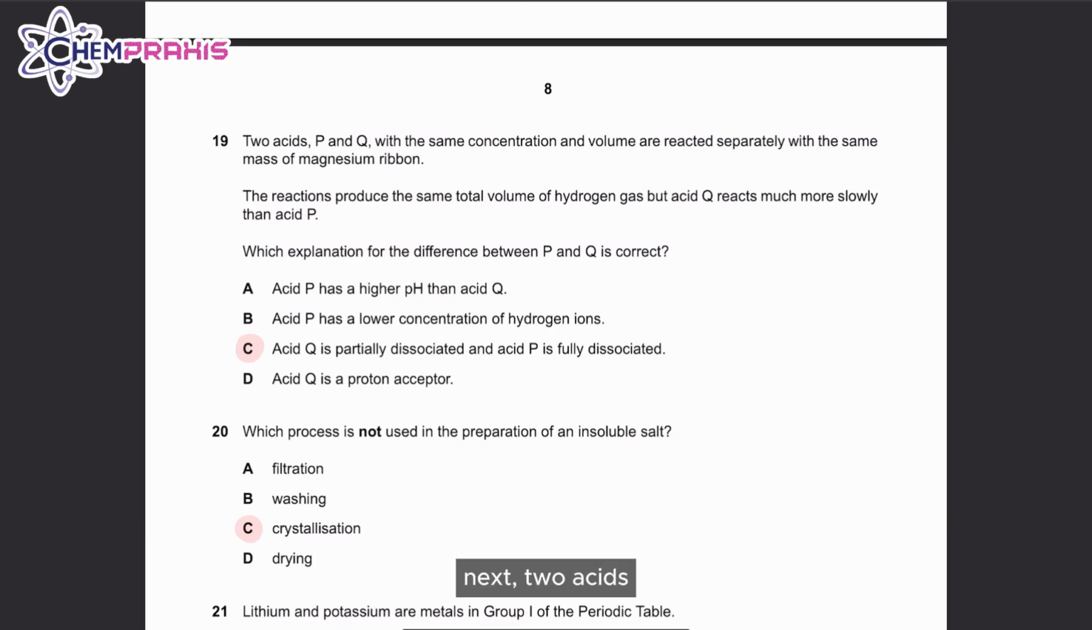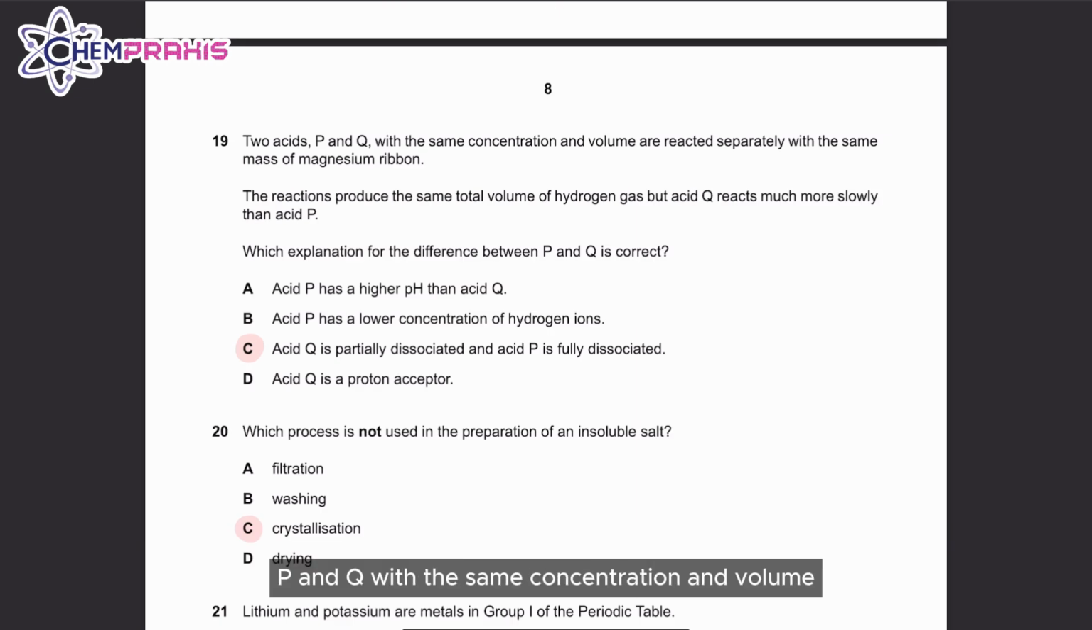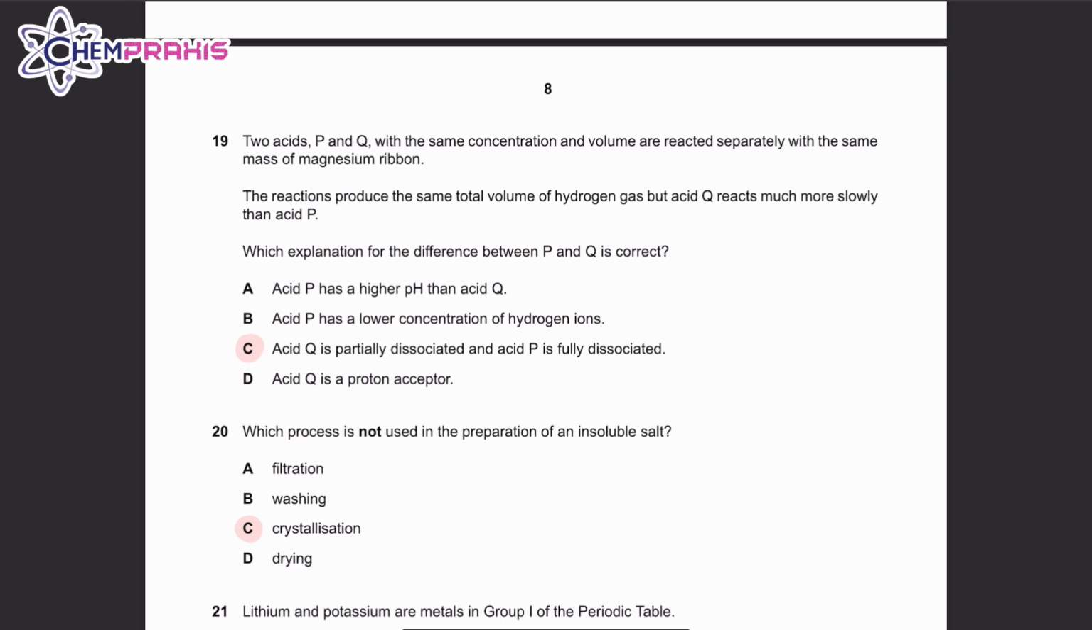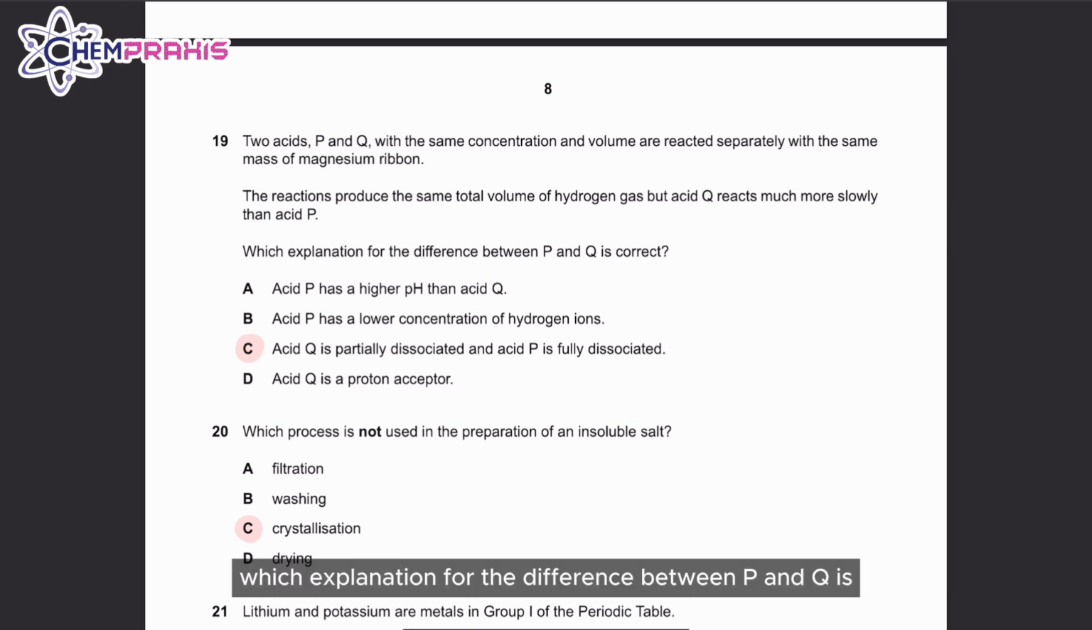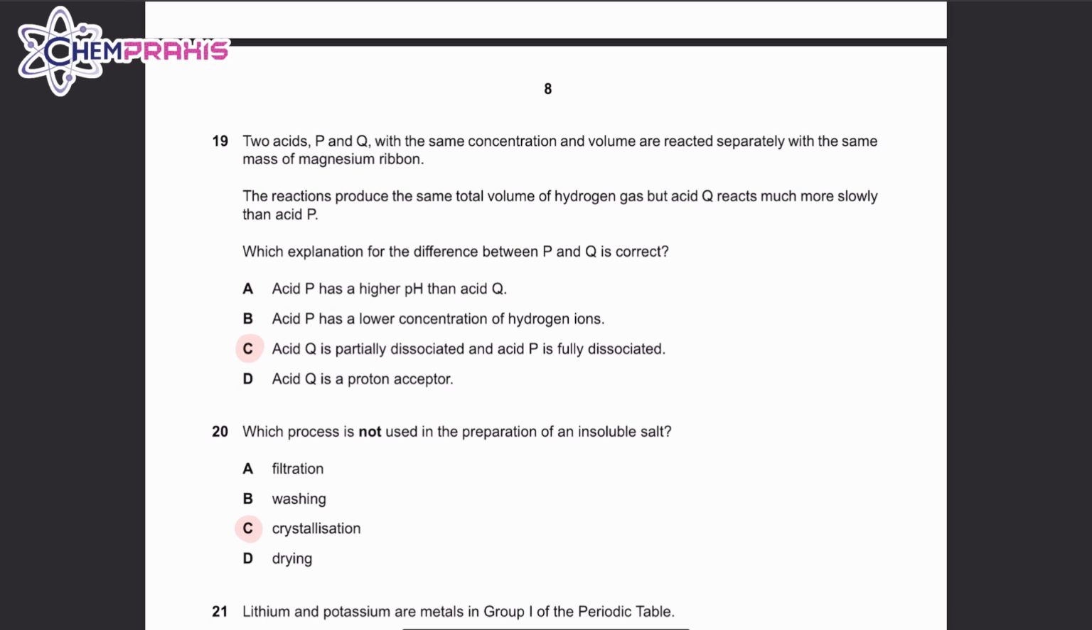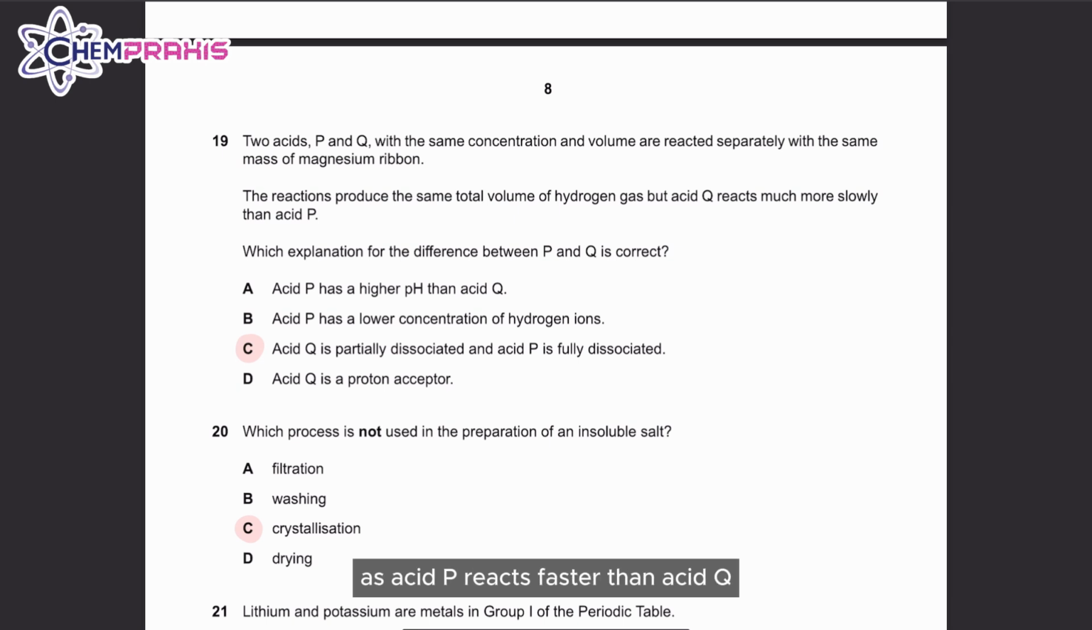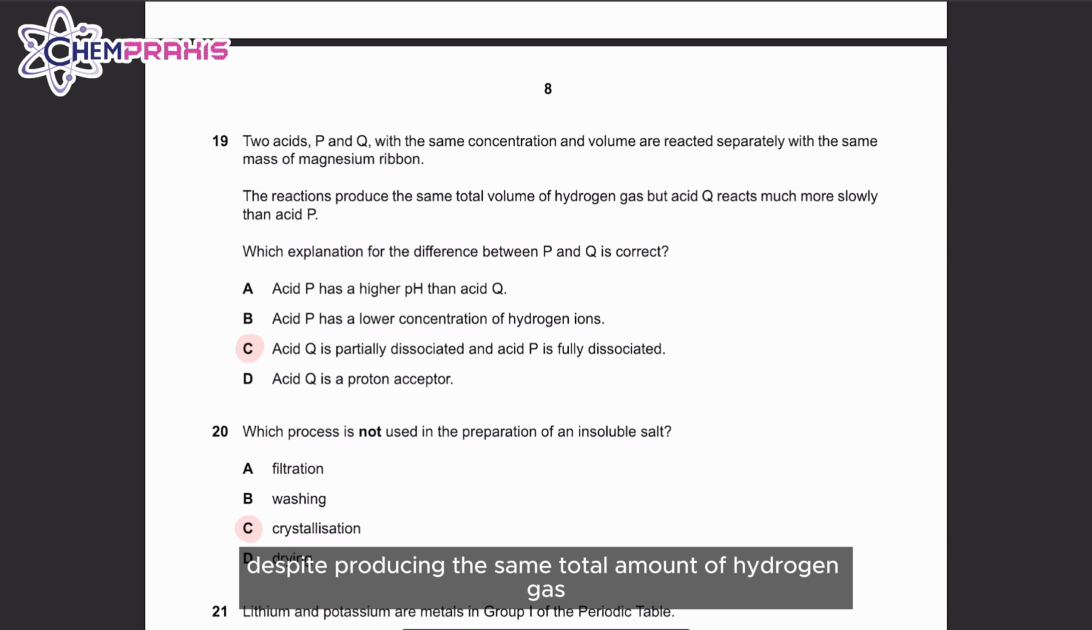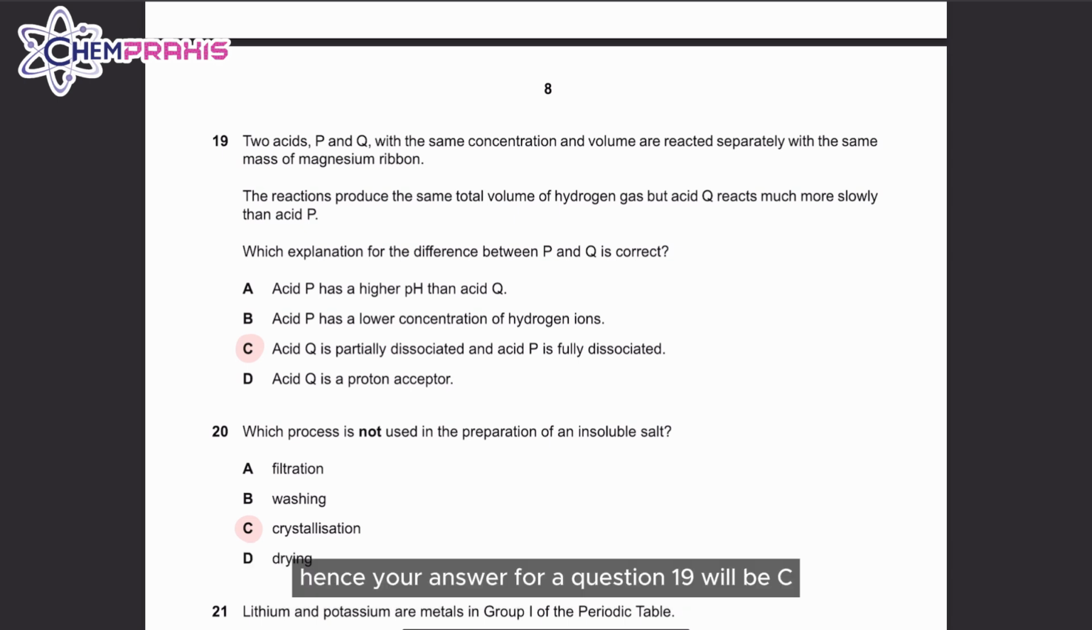Next, two acids P and Q with the same concentration and volume are reacted separately with the same mass of magnesium ribbon. The reactions produce the same total volume of hydrogen gas, but acid Q reacts much more slowly than acid P. Which explanation for the difference between P and Q is correct? Acid Q is partially dissociated and acid P is fully dissociated, as acid P reacts faster than acid Q despite producing the same total amount of hydrogen gas. Hence, your answer for question 19 will be C.